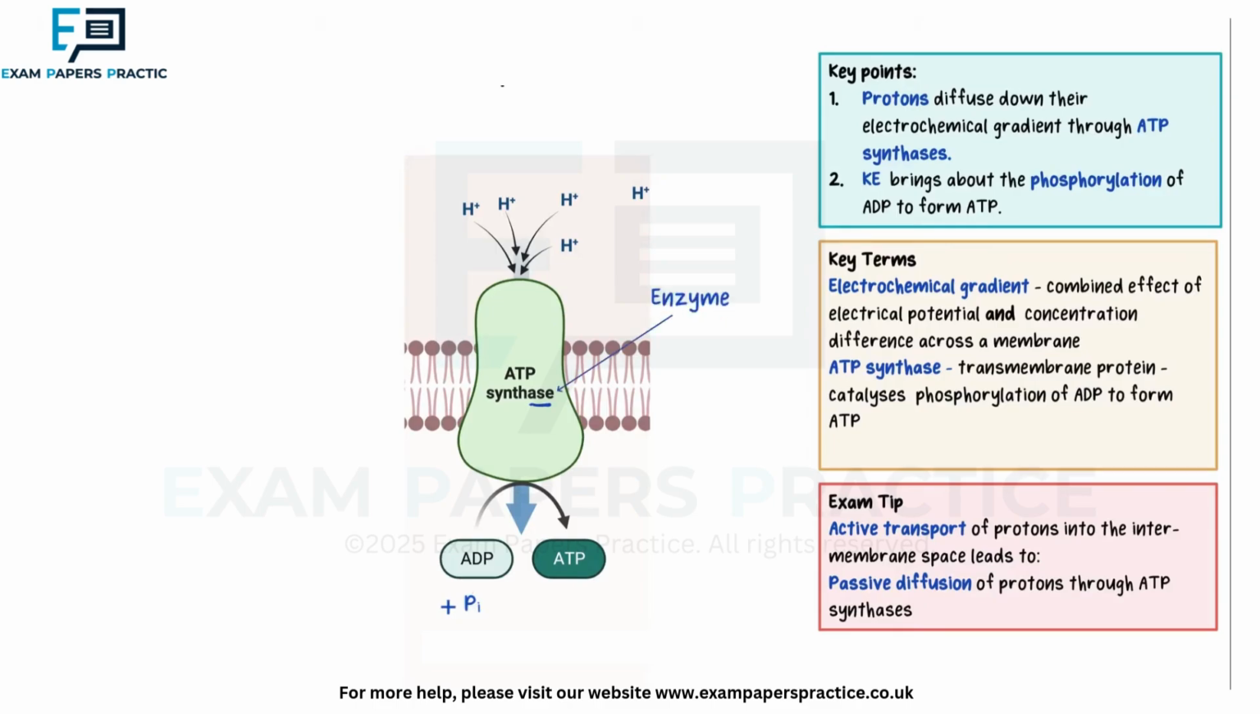But how is the energy provided to bring about this anabolic reaction? Well, the protons are moving down their concentration and chemical gradient. This electrochemical gradient has potential energy, which is transformed into kinetic energy. As the protons diffuse through the ATP synthase, their energy is used to drive the rotation of a part of the enzyme. This rotation causes a change in the shape of the active site of the ATP synthase, allowing it to bind with the ADP and inorganic phosphate to bring about the phosphorylation of ADP to form ATP.